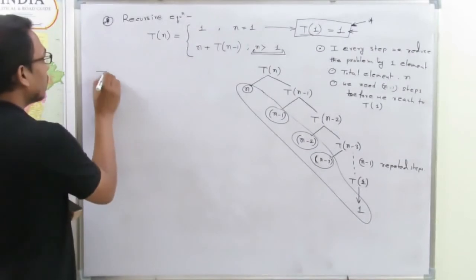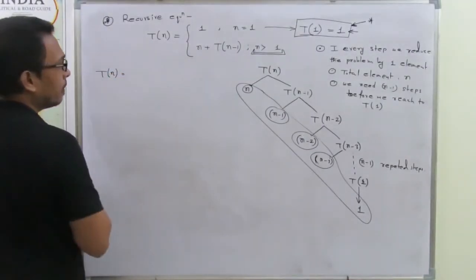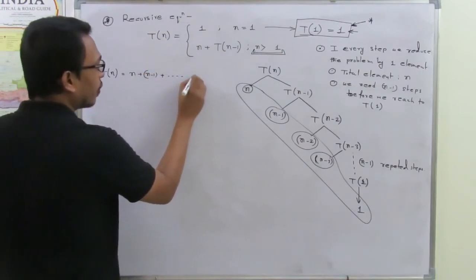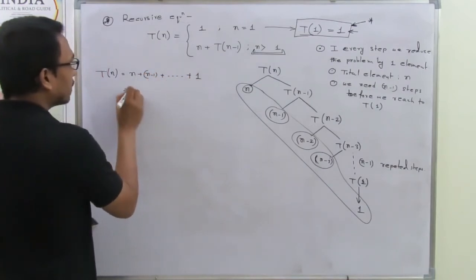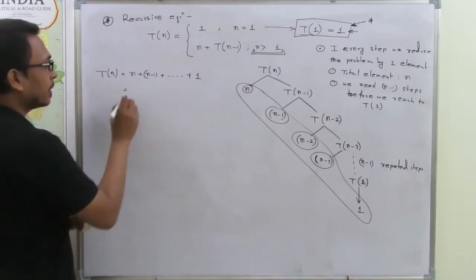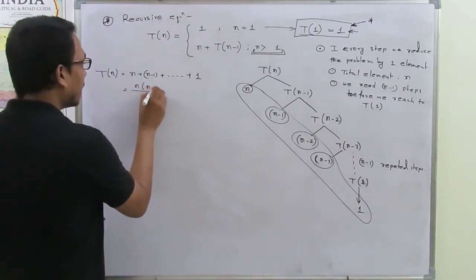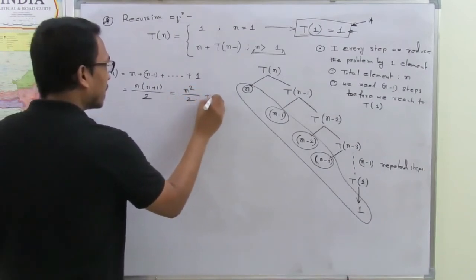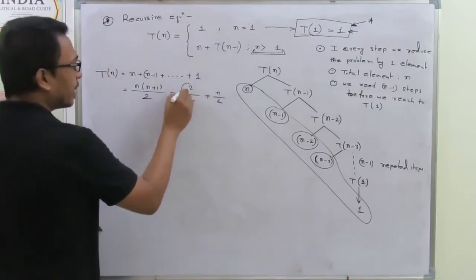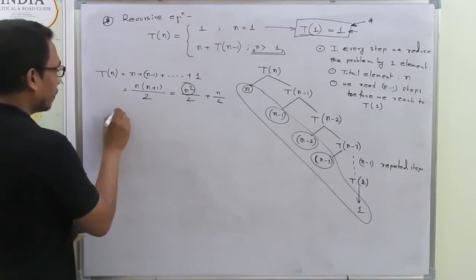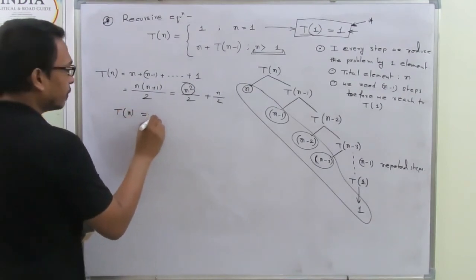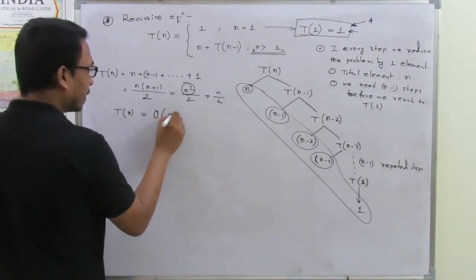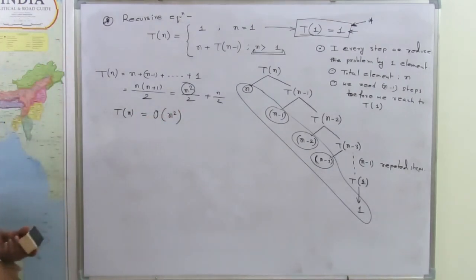That means what is our total time? T of n will be n plus n minus 1 plus, like that it will continue till 1. So this is again the sum of n natural numbers. That means we get n into n plus 1 by 2, that is n square by 2 plus n by 2. Again the dominating term is n square, therefore we get T of n equal to order of n square. Clear?